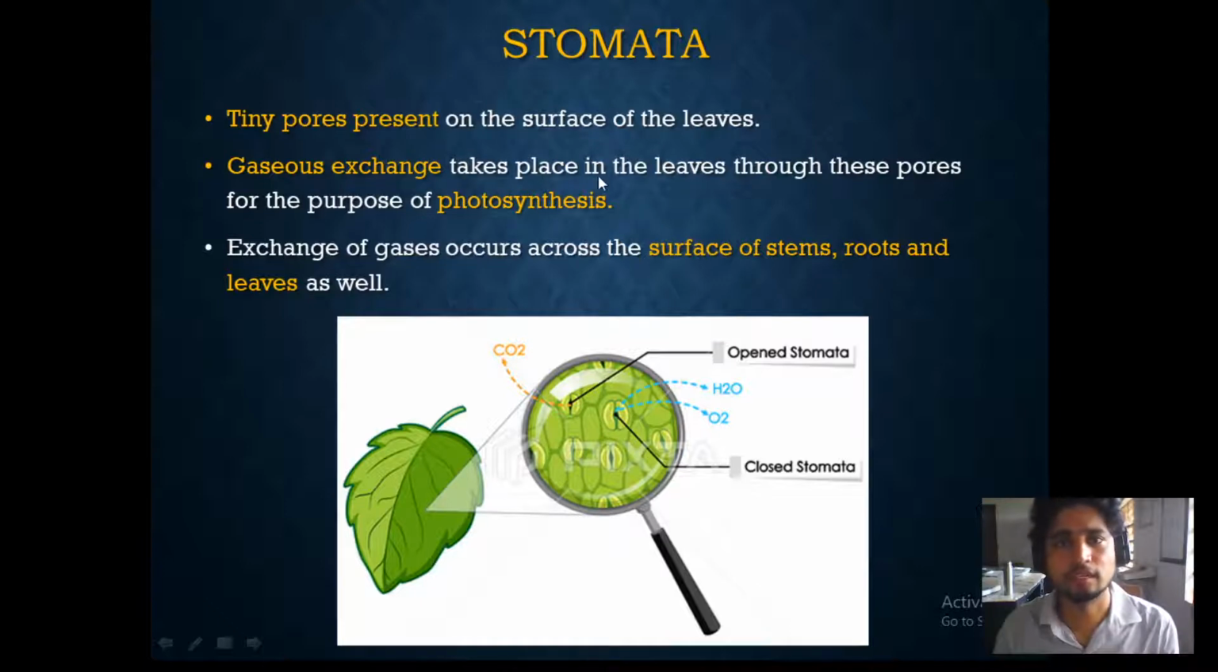So stomata is helpful in exchange of gases during this photosynthesis, because during the photosynthesis plants need carbon dioxide, and these plants, they get this carbon dioxide for photosynthesis through this stomata. So exchange of gases occurs even on the stem, root and other parts also. It is not only in the leaf, the exchange of gases can occur even in the roots, even in the stem and other parts.